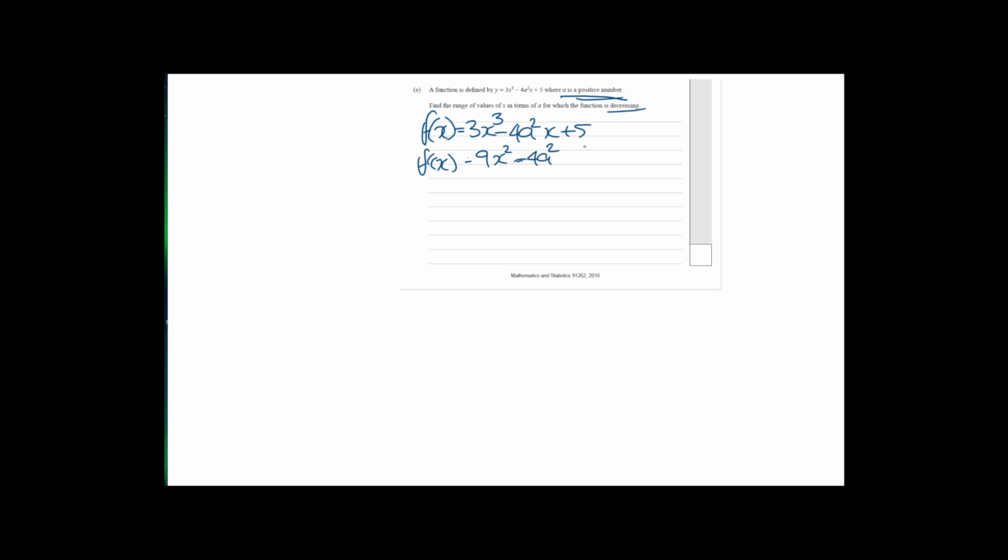Minus 4a squared, the x goes, 5 goes. And because we know that it's decreasing, that means it must be less than 0, and that is a negative sign, and a is positive. Equals. Okay. I don't know about you, but that looks like a difference of two squares to me.